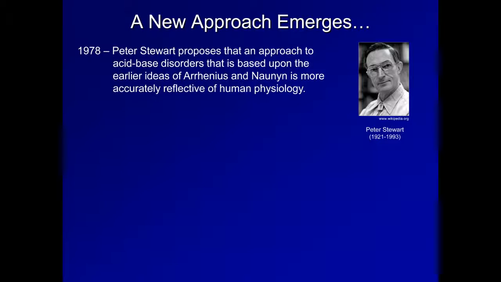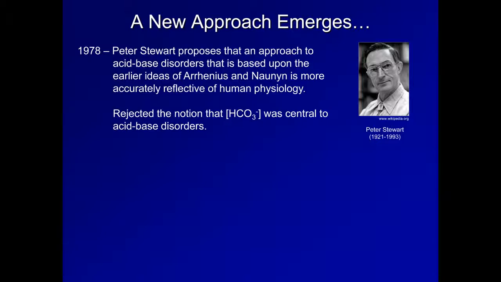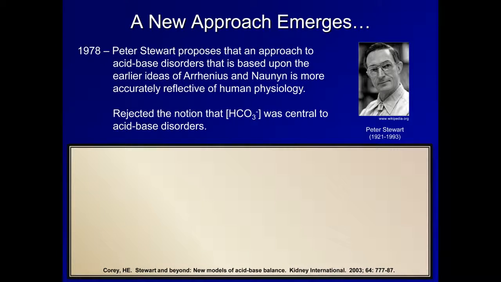Specifically, he defined an acid as any ion that shifts the dissociation equilibrium of water to higher concentrations of hydrogen ion and lower concentrations of hydroxyl ion. Through an extension of his reasoning, he rejected the notion that serum bicarb concentration was central to understanding acid-base disorders. His system of acid-base analysis is based upon 6 physiologic principles or axioms.